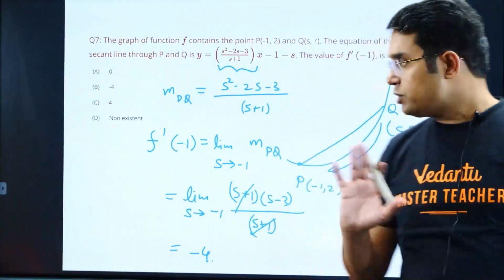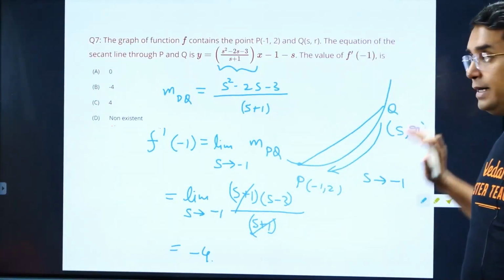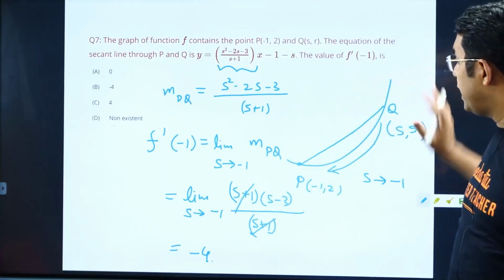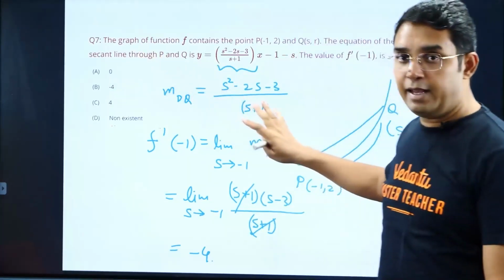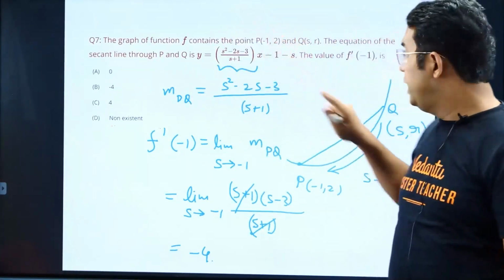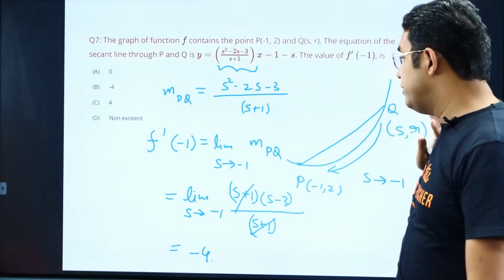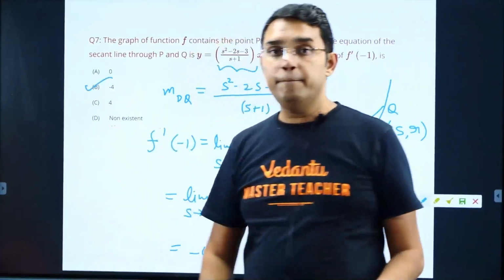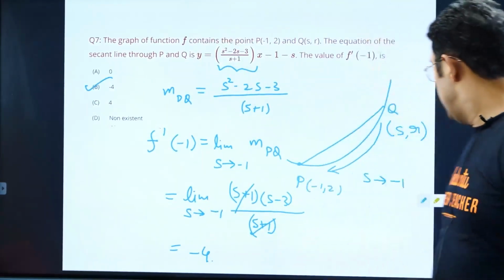Again, the question was not difficult. You just have to understand how to find f dash of minus 1 from the secant line. You have to look at the slope, and putting s approaching minus 1 will give you the answer. So the answer here would be B. Okay, now moving to the next question.